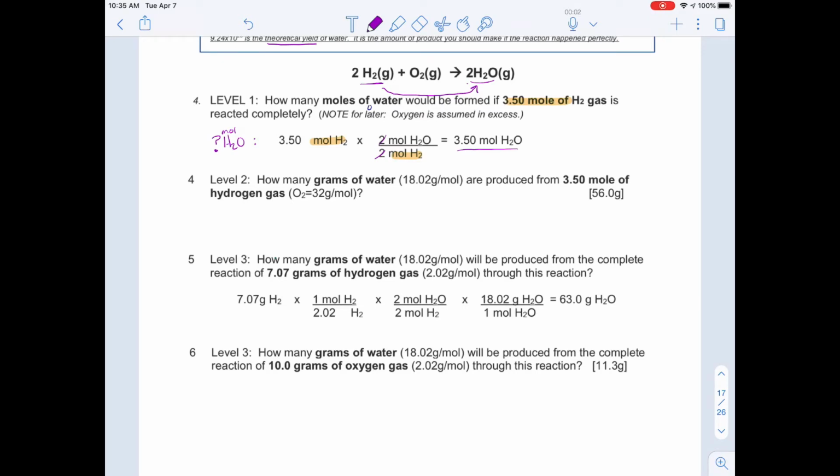Now I'm going to pause for a minute and you work this next problem. So I'm going to say how many grams of water. This is the only number I have that's not paired with something else. So like grams and moles are paired together, grams and moles are paired together. That's the only number I have not paired with someone else. So 3.50 moles of hydrogen gas.